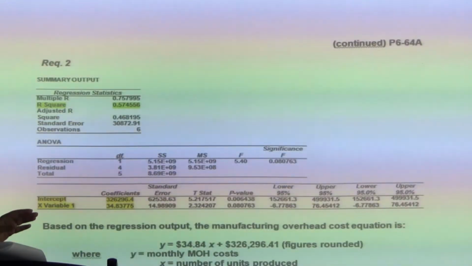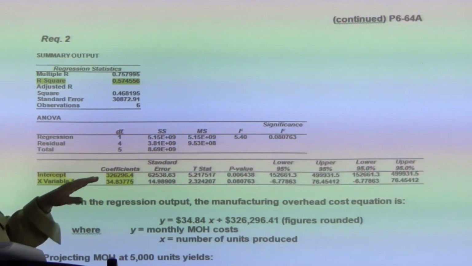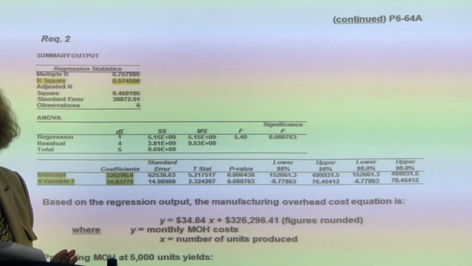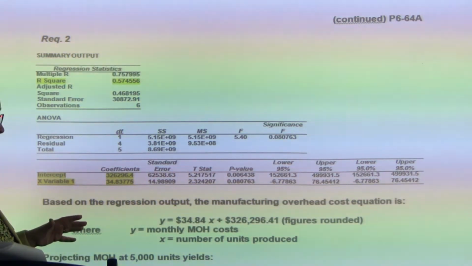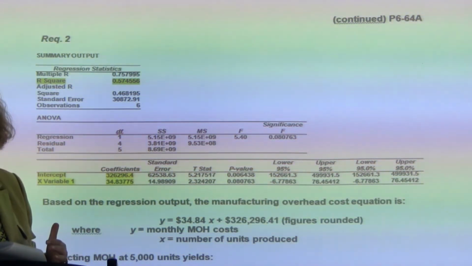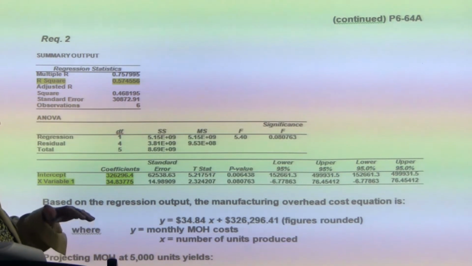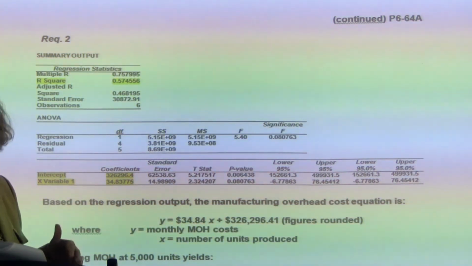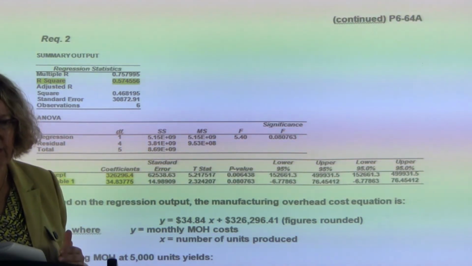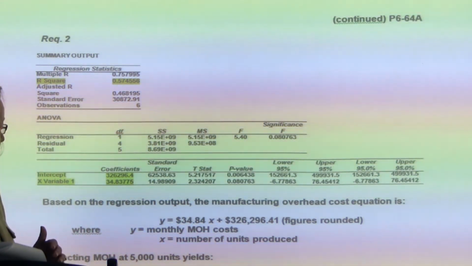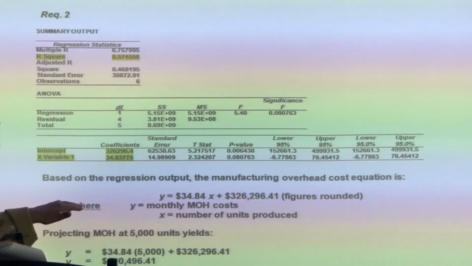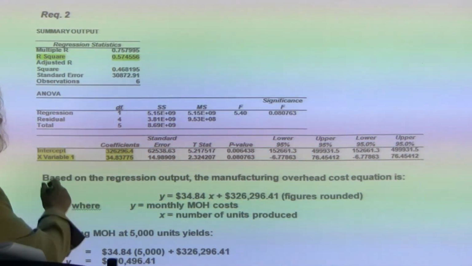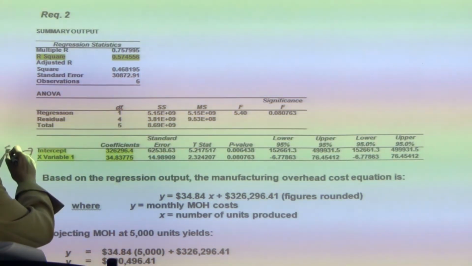Of course, the first thing you're going to want to look for is your R-square, 0.57. So this is not nearly as good a predictor. What this is telling us is that the number of units produced, while there is a relationship, is not nearly as strong a relationship as with the number of direct labor hours. You follow through the same process. Here you would use your intercept, which is your fixed cost.